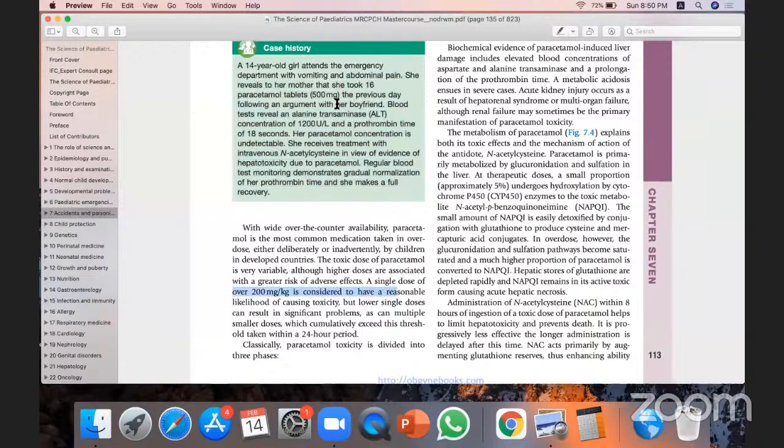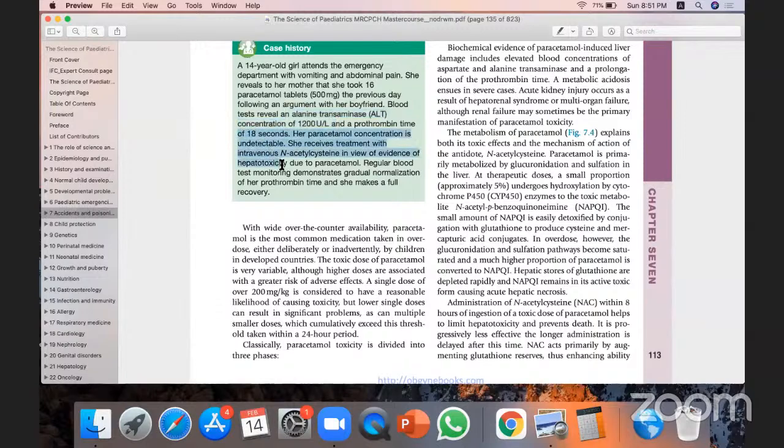Here he took more than 200, because he took almost 8 gram. For a 30 kg child, suppose 6 gram is toxic. Here he took 8 gram. So 8 gram is definitely toxic, and the liver enzyme is very high. Prothrombin time was very high.